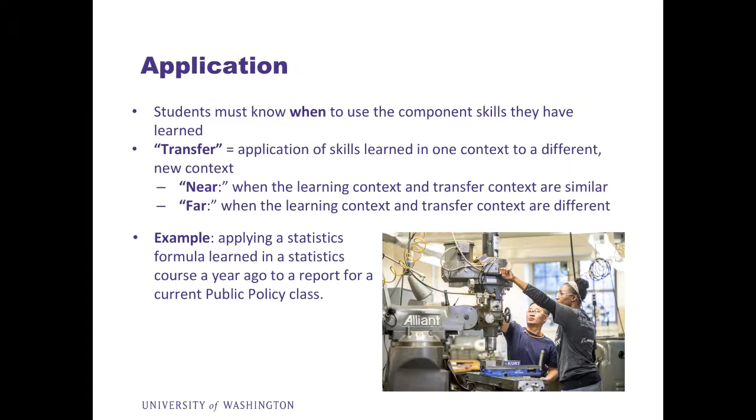For example, applying a statistics formula learned in a statistics course a year ago to a report for a current public policy class may be said to be a far transfer, versus applying a statistics formula from one class to another. To help students learn to transfer their skills into different contexts, including far contexts, Ambrose et al. recommend that as instructors, we teach for transfer. That is, give students a broad range of applications to practice their knowledge and skills. Given this research on transfer, integration, and component skills, what can we as instructors do to help our students develop mastery?